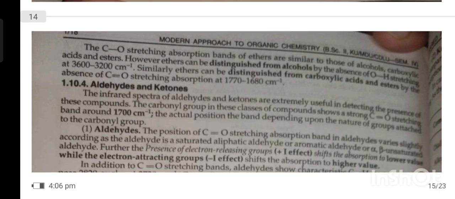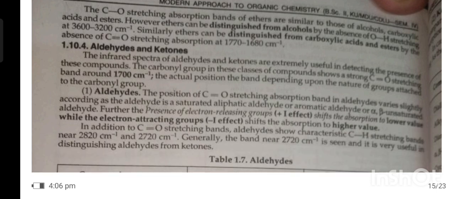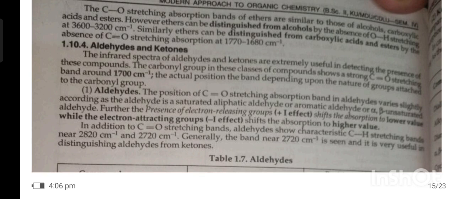Aldehydes and ketones. The infrared spectra of aldehydes and ketones are generally used in detecting the presence of these compounds. The carbonyl group in these classes of compounds shows a strong carbonyl stretching band around 1700 cm⁻¹. The actual position of the band depends upon the nature of the group attached to the carbonyl group. First, aldehydes. The position of the carbonyl stretching absorption band in aldehydes varies slightly according to whether the aldehyde is a saturated aliphatic aldehyde, an aromatic aldehyde, or an alpha beta unsaturated aldehyde. Further, the presence of an electron releasing group shifts the absorption to a lower value, while an electron attracting group shifts the absorption to a higher value.